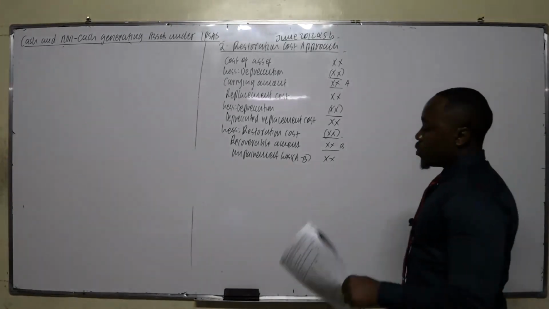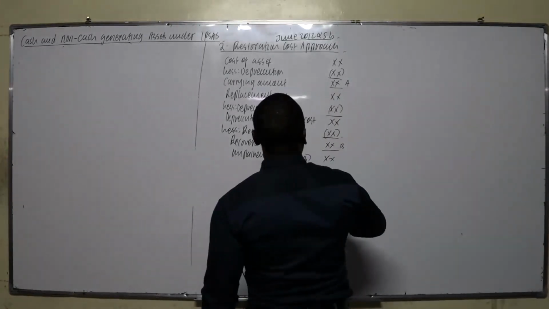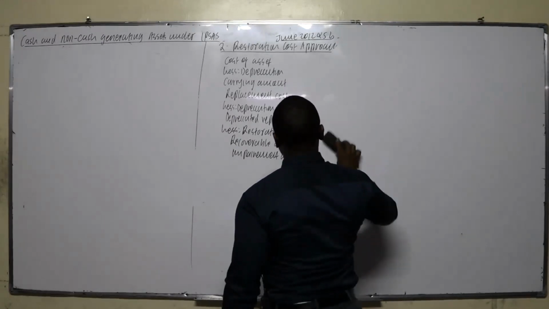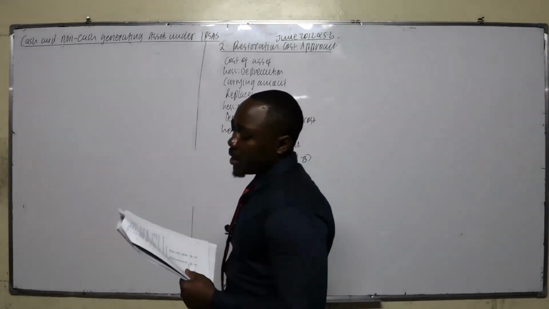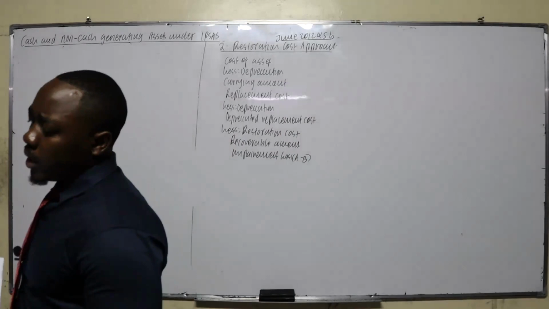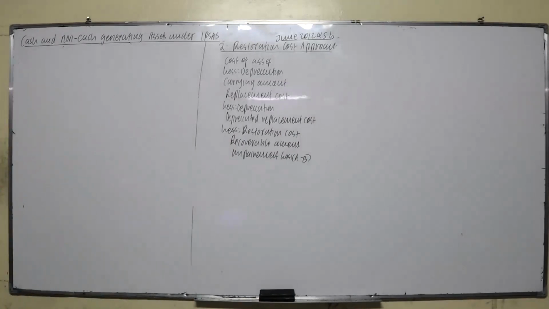So question 5, June 2012, question 5B. Let's start with 5A. With reference to IPSAS 21, impairment of non-cash generating assets, explain the following terms. 1, government business enterprise, GBE.